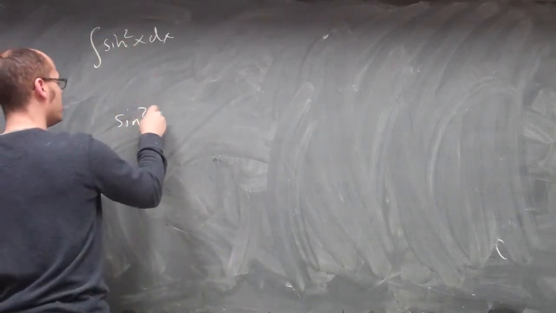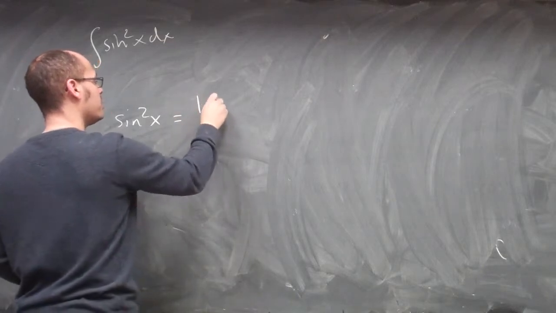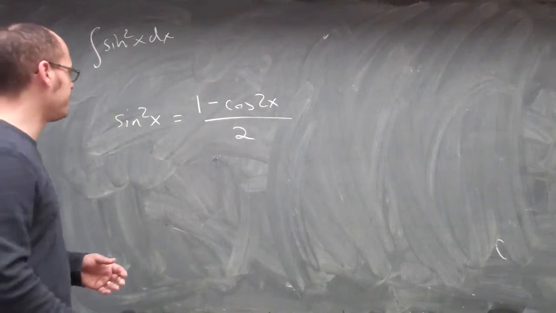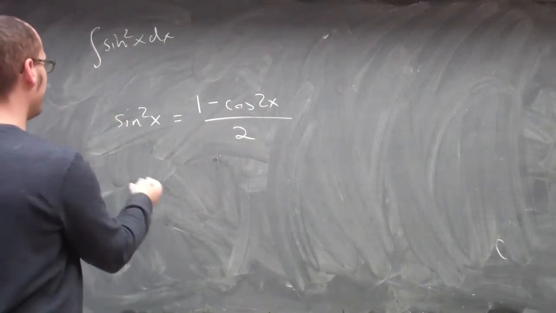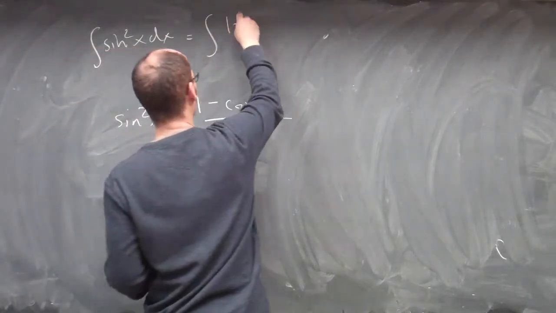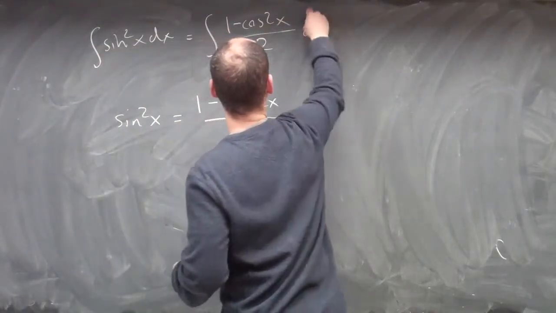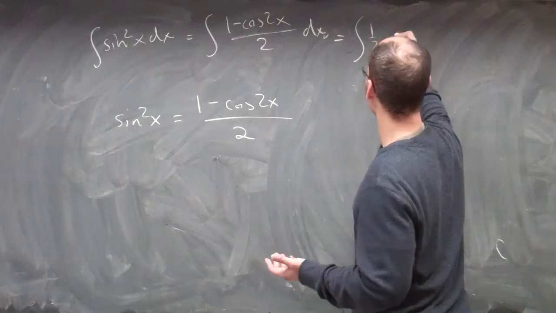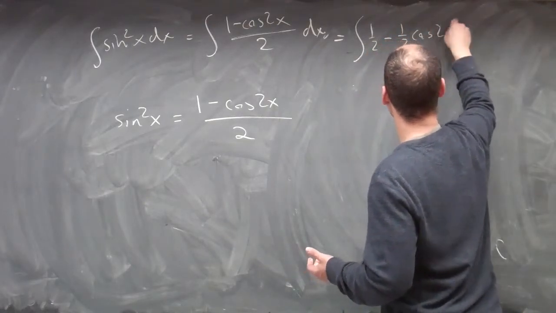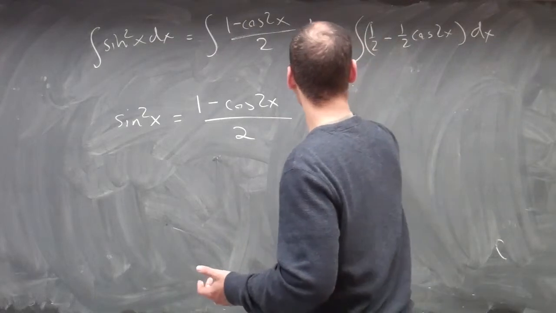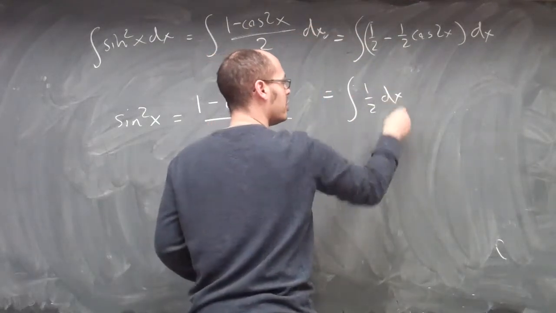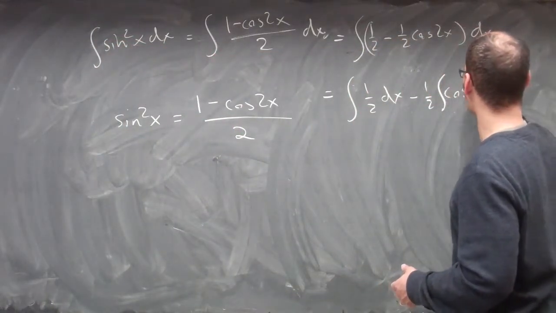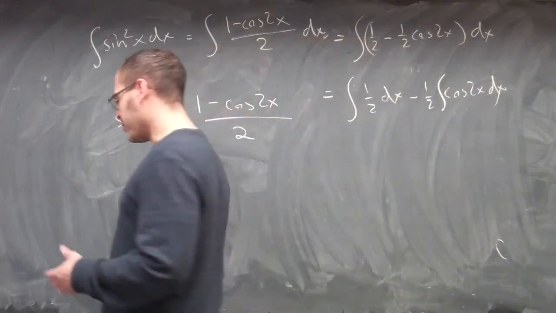Sine squared is (1 minus cosine 2x) over 2, some form of the double angle formula. Using this, let's just copy that in. I can rewrite this integral by breaking it up into two parts. I have the integral of a half, and then a half of the cosine of 2x. So that gives me two separate integrals: the integral of 1 half dx minus half the integral of the cosine of 2x dx. The first thing is no big deal.